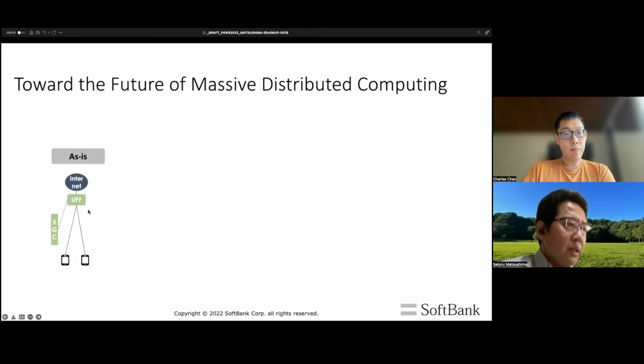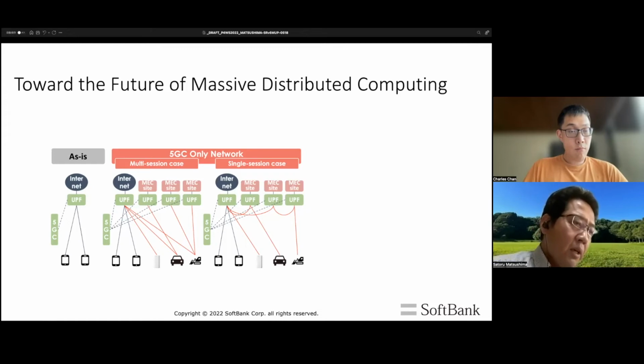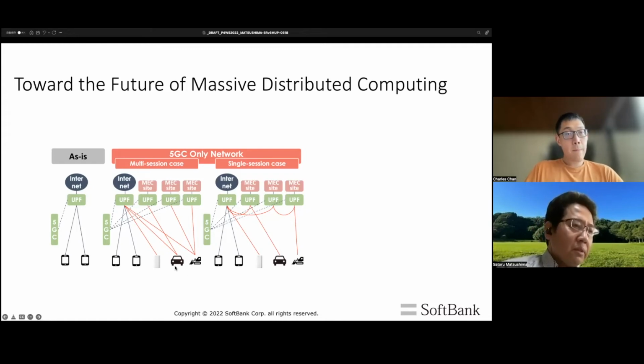Today, as is, we just provide internet connectivity through the Anchor UPF for the mobile devices. But not only for us, many people see the opportunity when 5G is widely available. Many use cases, not only for smartphones with the broadband service, but also other use cases like autonomous driving or IoT.